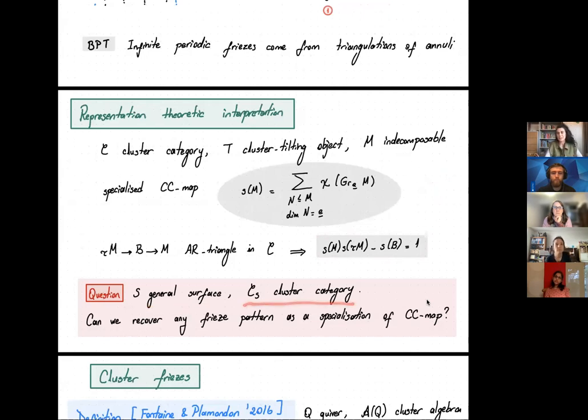And the question I want to consider is, well, if I consider a general surface now and the associated cluster category, some Friezes again can be given as a specialization at cluster tilting objects using the specialized CC map, but are they all? Are there any other Frieze patterns that don't come from this representation theoretic interpretation? And in general, for type A, this is the case. They all come from this representation theoretic interpretation, and so is for type A tilde. But again, I want to generalize this a little further.